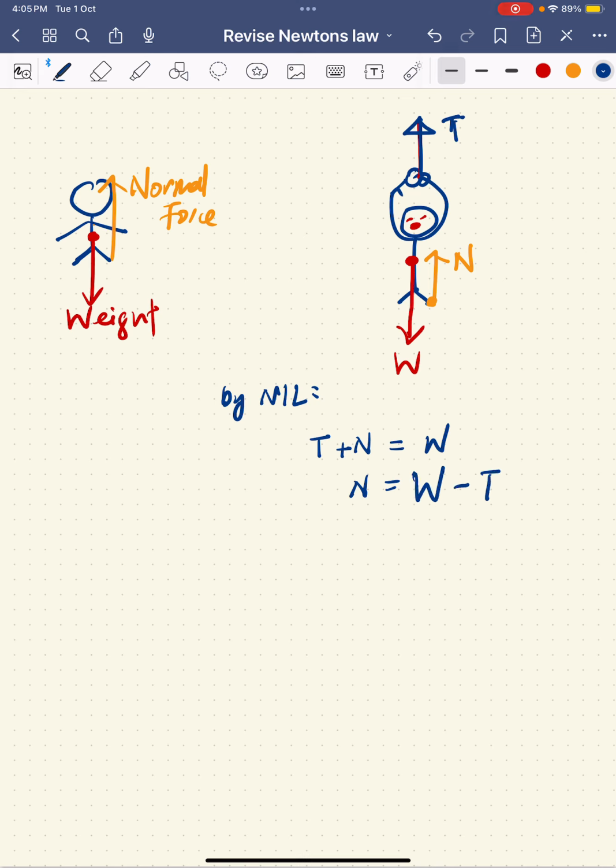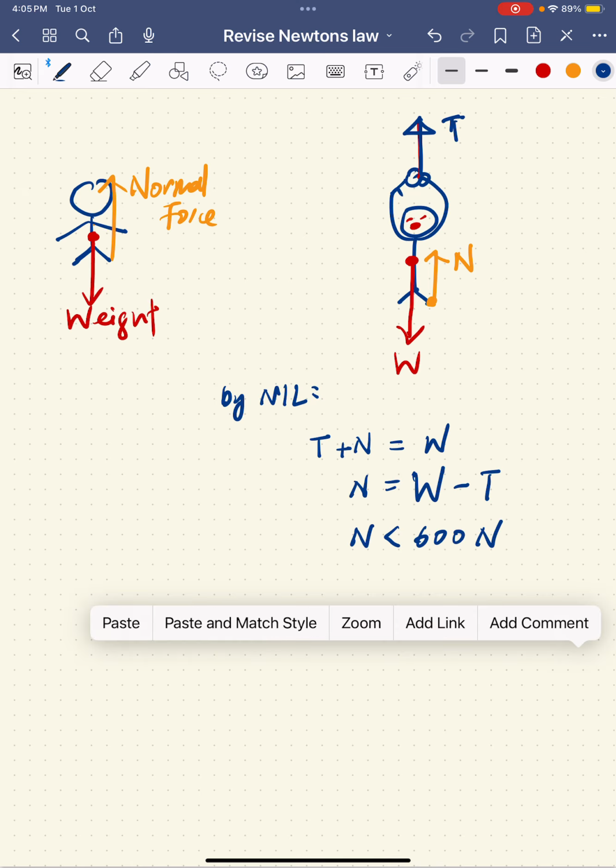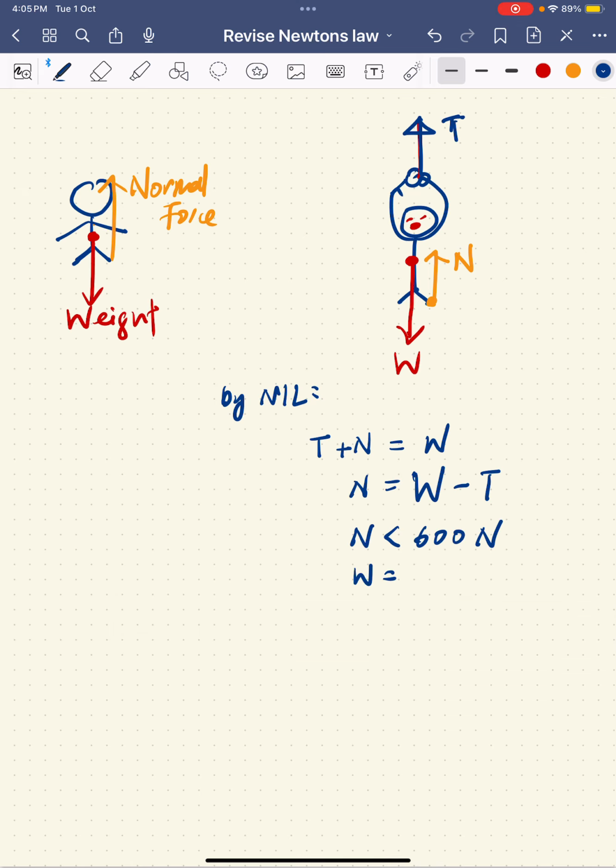So here we can very easily see that the normal force is equal to W minus T. So the normal force is now going to be a value that is lesser than 600, while the weight of the person is still 600 Newton. This demonstrates that the normal force need not necessarily always be equal to the value of the weight. That happens only if the man is stationary and also has no other forces acting on him.